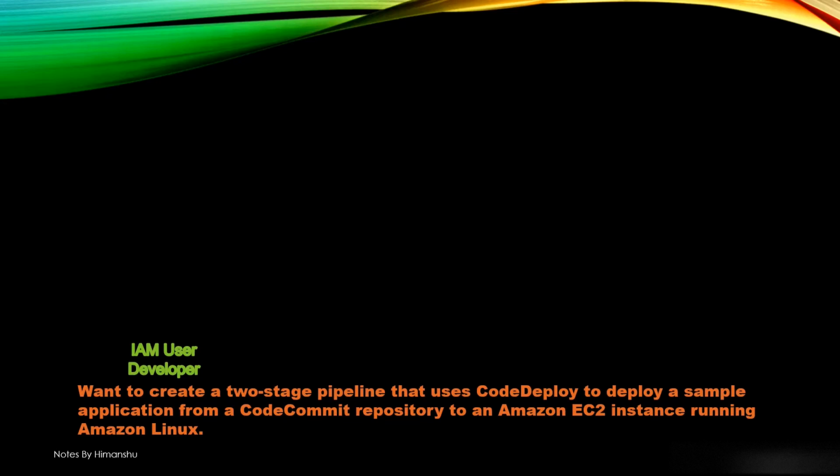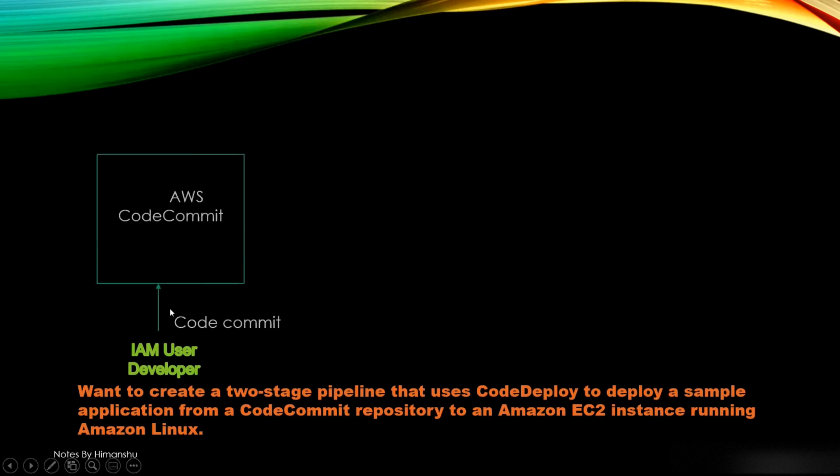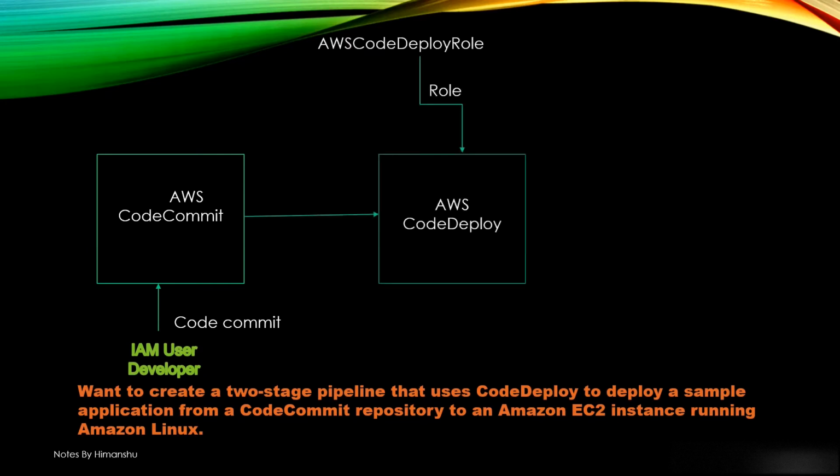So first thing, we need to have one IAM user basically. Once we have the user, we will commit our code into an AWS CodeCommit repository. So basically we will create one repository, and with the help of Git, we will commit that source code. Once the source code is available in the CodeCommit repository, then we will do CodeDeploy. CodeDeploy is also a service from AWS. So here first we need to have one role that is called AWS CodeDeploy Role.